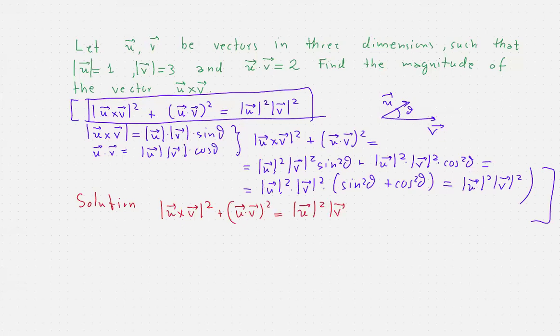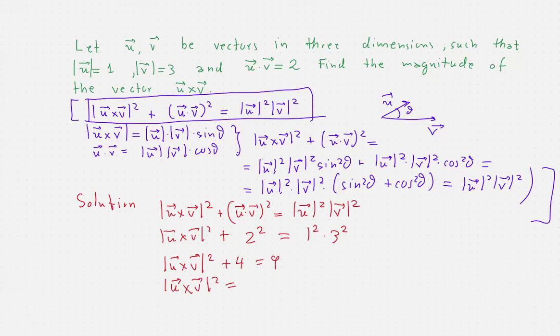And this will give us that the magnitude of u cross v squared plus u dot v, which is 2, right? So plus 2 squared is equal to 1 squared times 3 squared. So we will have that u cross v squared plus 4 is equal to 9, or u cross v squared is equal to 5, or u cross v is equal to square root of 5. And that's it. That's our final answer. That's the simple way that this problem is solved.